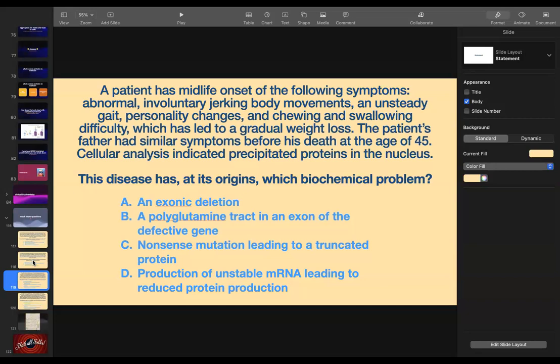Is it A, an exonic deletion? Is it B, a polyglutamine tract in the exon of a defective gene? Is it C, a nonsense mutation leading to a truncated protein? Or is it D, production of non-stable mRNA leading to reduced protein production?